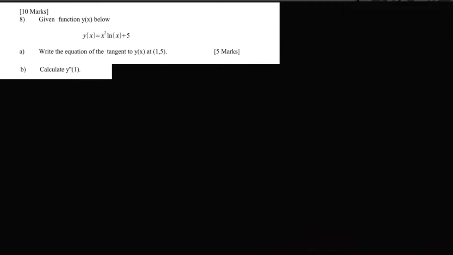All right, question 8 is given a function y of x equals x squared ln of x plus 5. Write the equation of the tangent to y of x at the point 1, comma 5. The equation of the tangent is basically the equation of a line in point form. If you remember, it's from previous maths. It's y minus y1 is equal to m(x minus x1). You should memorize this. Because we're going to find a tangent to y of x and then we're going to put it in this form, and that's our final answer.